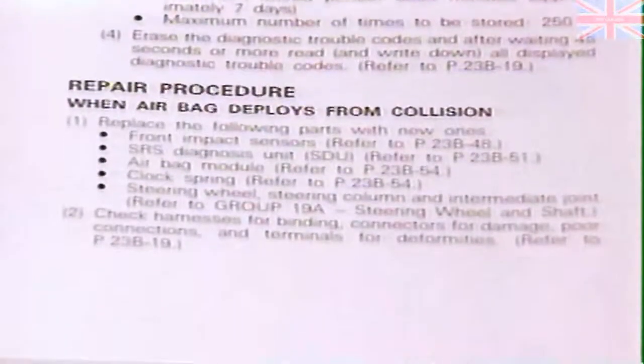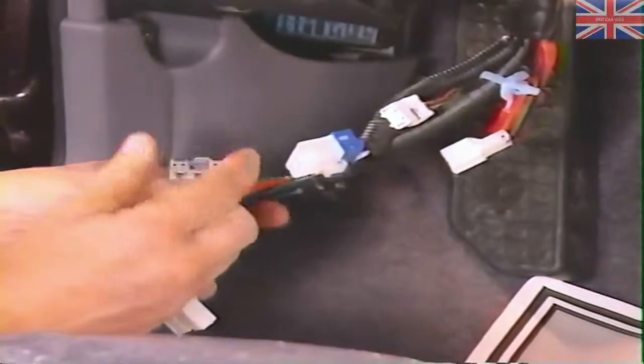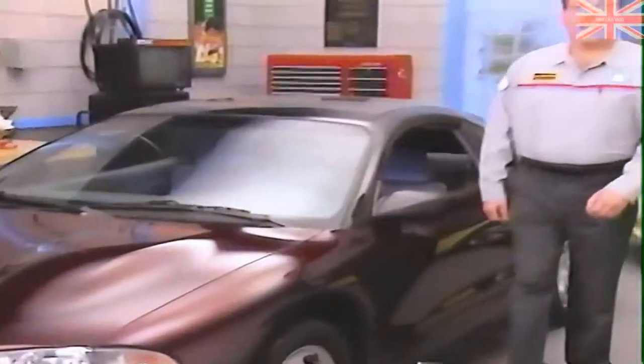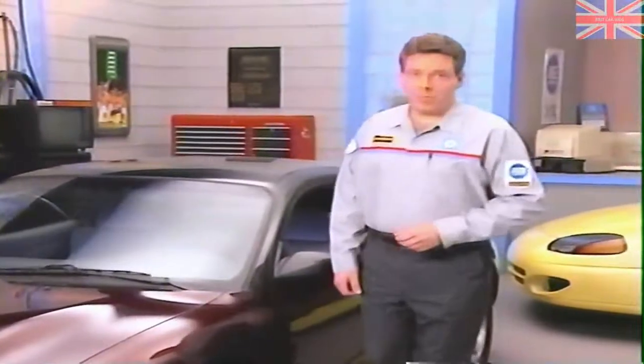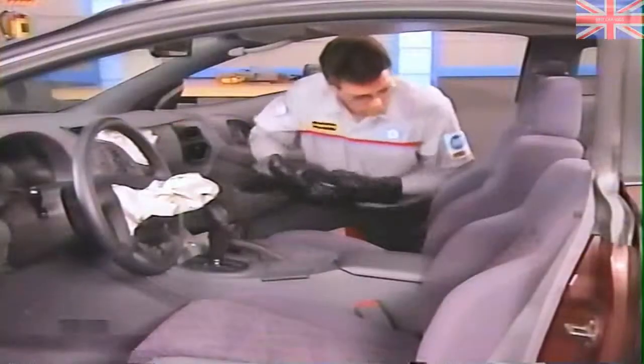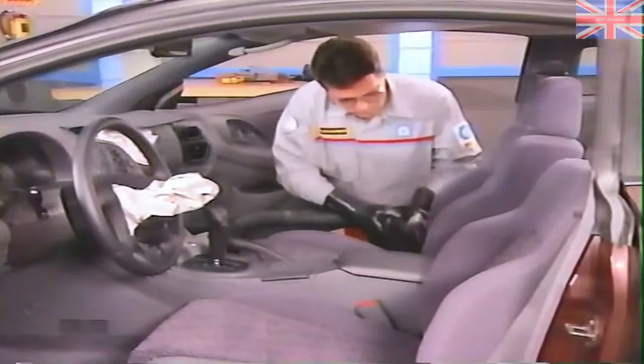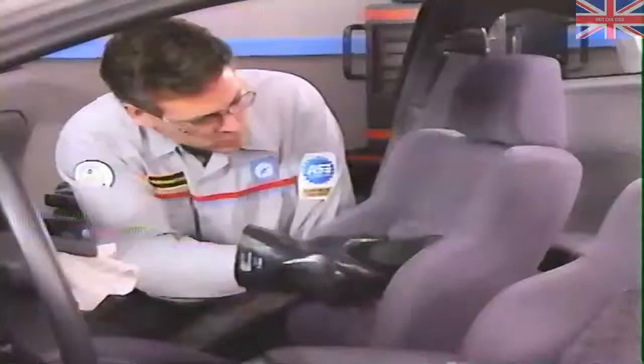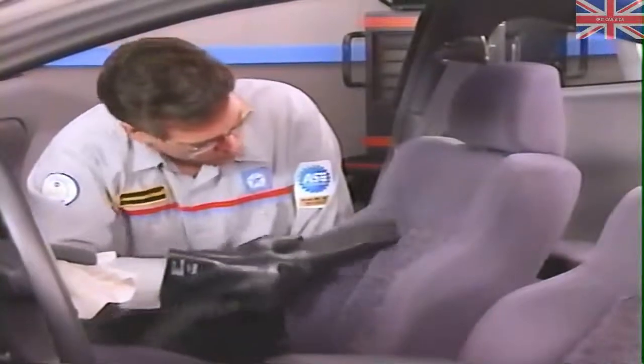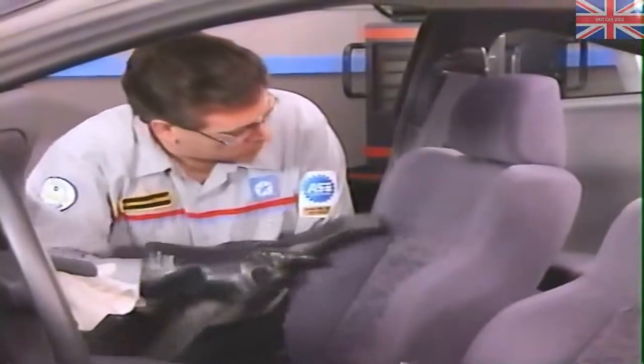If there was a collision in which the airbags did deploy, replace all of the components listed in the service manual and replace the wiring harness if it was damaged. Before servicing any airbag components, remove and isolate the battery negative cable. You'll also have to clean up any powder that was expelled from the airbags during deployment. Be sure to wear a long-sleeve shirt, safety goggles, and rubber gloves during the cleanup.